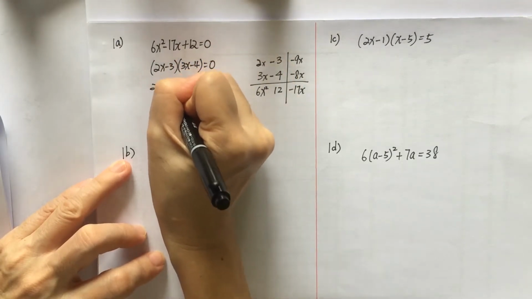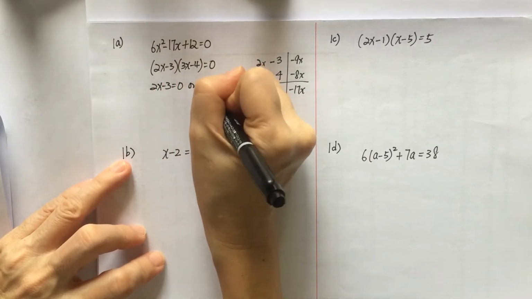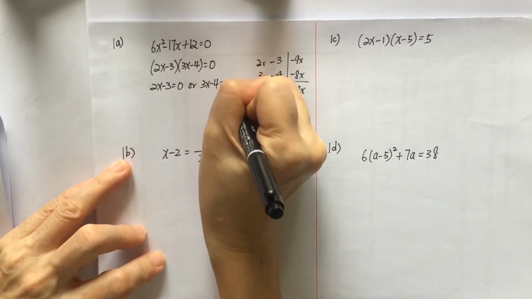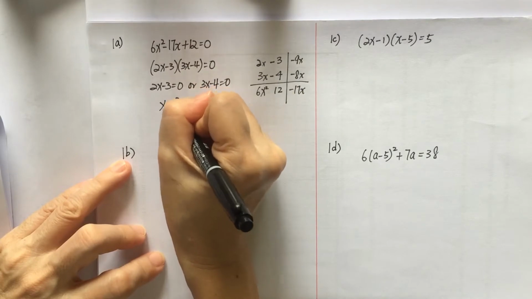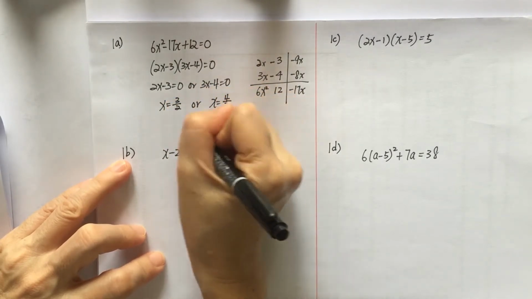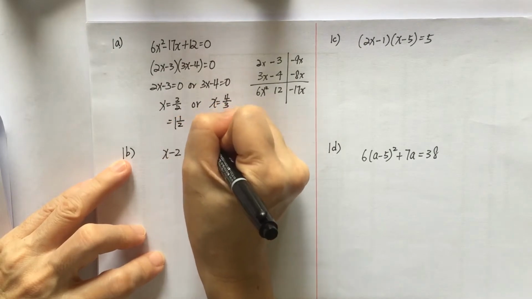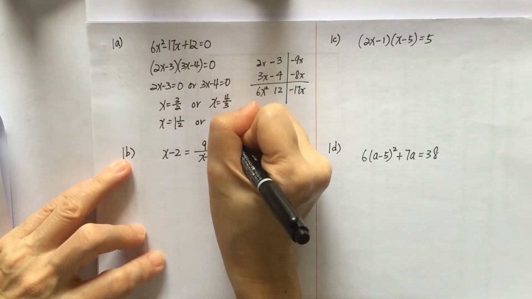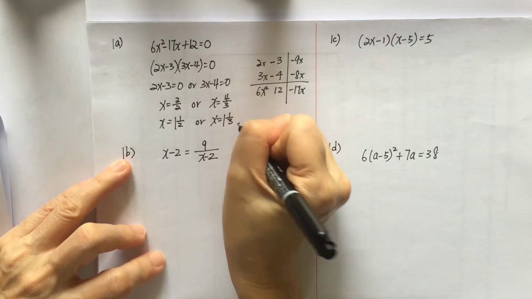So 2x minus 3 equals to 0, or 3x minus 4 equals to 0. So x is actually 3 over 2, or x is equals to 4 over 3, or in other words, you say this is 1.5, or x equals to 1 and 1/3.